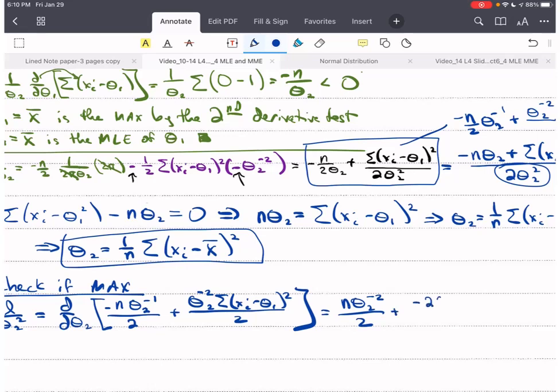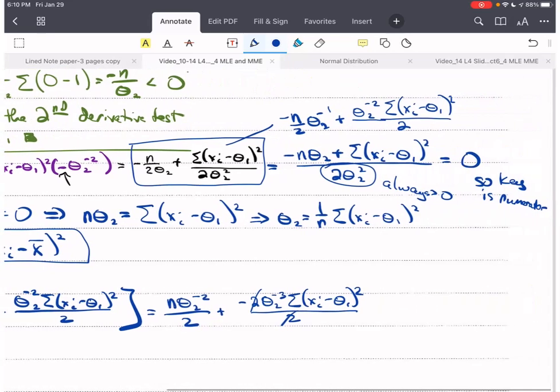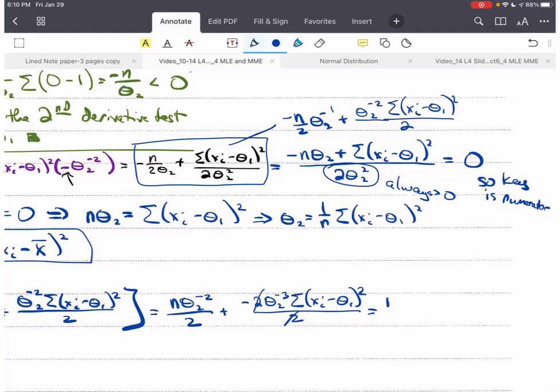negative 2 θ2 to the negative 3, times the sum of (xi minus θ1) quantity squared over 2. So this 2 and this 2 cancel. And so this gives me n θ2 to the negative 2. So I'm going to go ahead and put this in the denominator so I can find a common denominator. So this is going to be 2 θ2 squared minus the sum of (xi minus θ1) quantity squared over θ2 cubed. So the common denominator is going to be θ2 cubed.